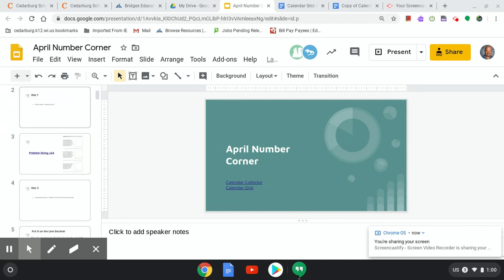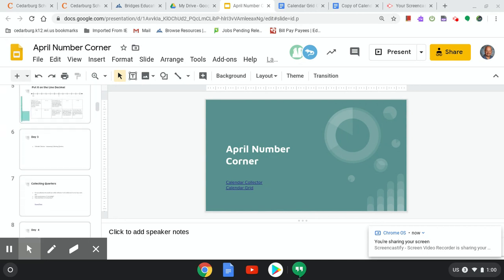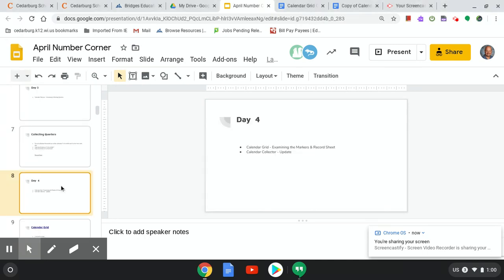Let's go over what it is that we have to do today. All right, so day 4, let's make sure that you update your calendar collector. We are on day 4, so that is 4 3/4. Fill out that whole grid and then come on back to us.